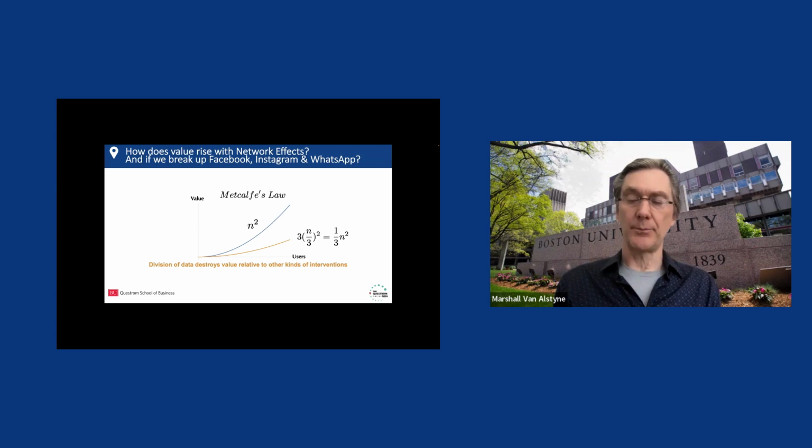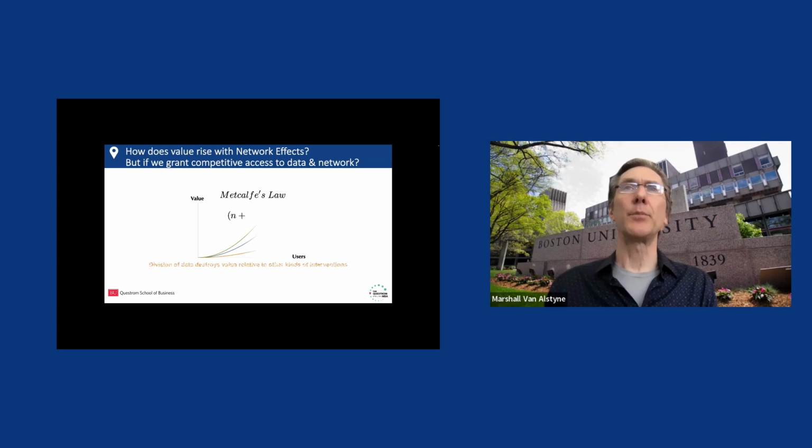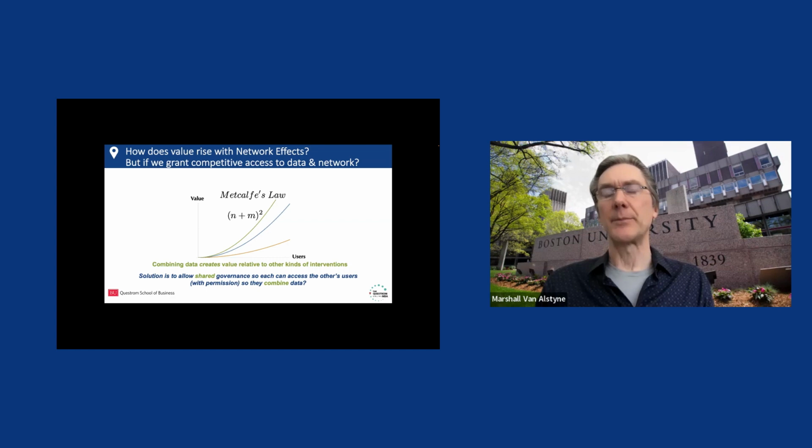Suppose instead we allow that it's a non-rival resource and we allowed others in. So suppose users had control and they could allow Amazon to recommend books based on your Facebook friends, or Facebook could recommend friends based on your Amazon reading, or Google could manage your ads on Facebook. Now we're allowing shared governance and not splitting up the data. This way, each could access the other's users with permission. The user becomes the bottleneck, so they get the rewards, and then it's possible to combine data. This is likely to be a more effective intervention.